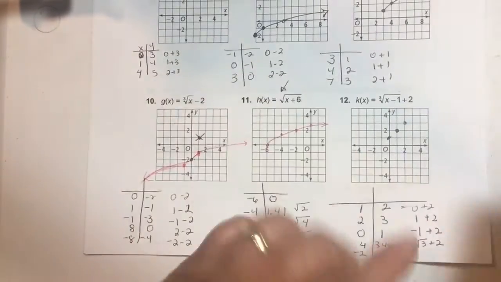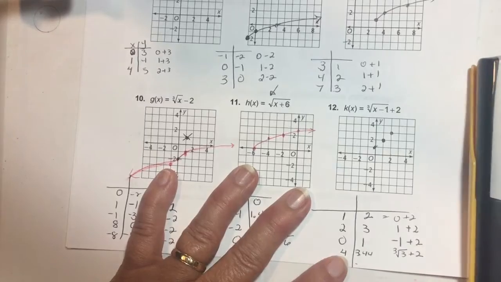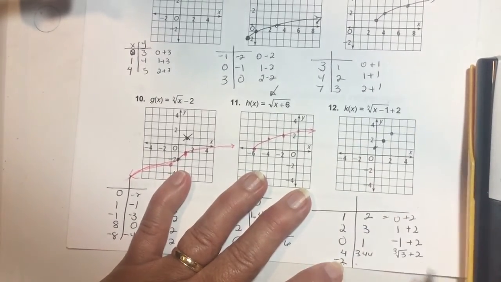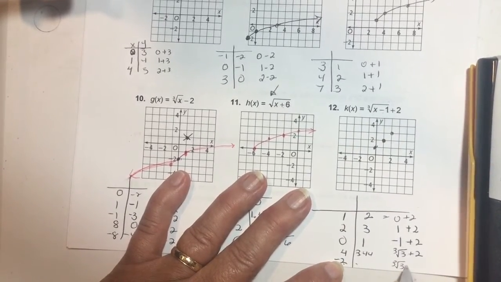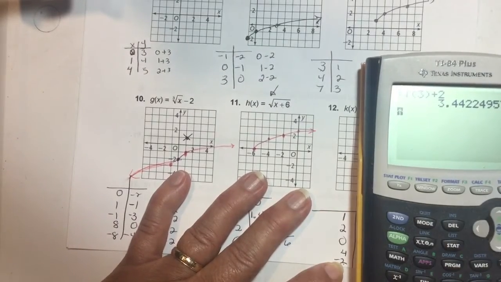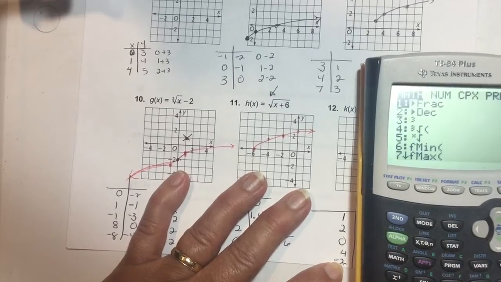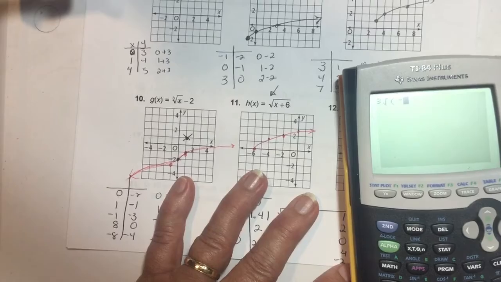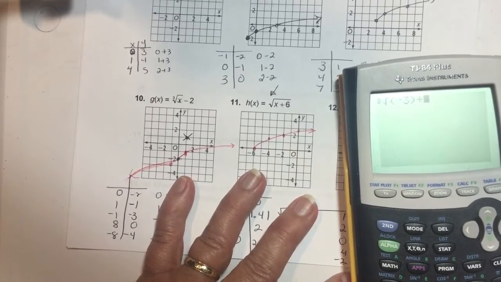Okay, let's do the -2. -2 minus 1 is -3. The cubed root of negative 3 plus 2. It's going to be the exact same problem, only negative. So I need to use my math. Cubed root, negative 3, and then plus 2.